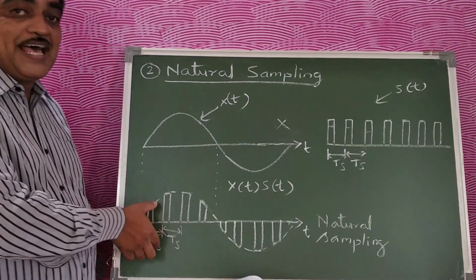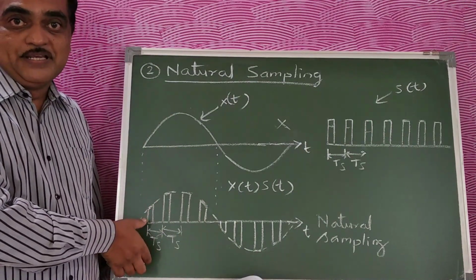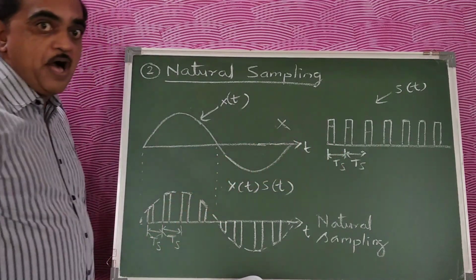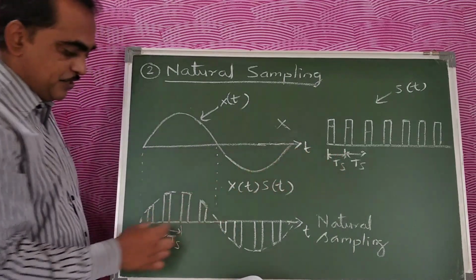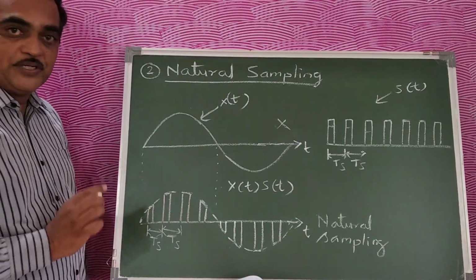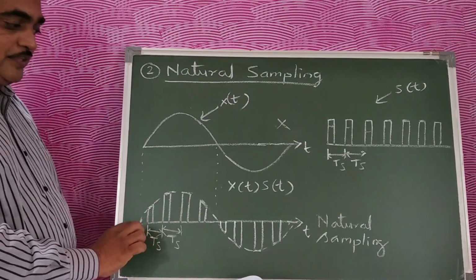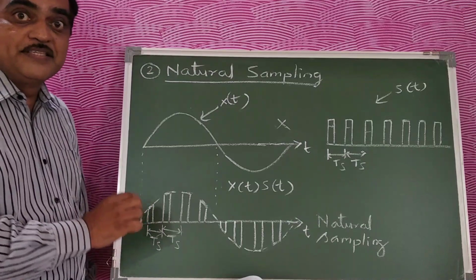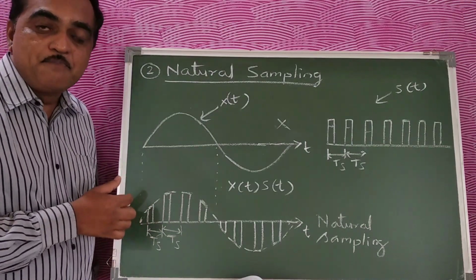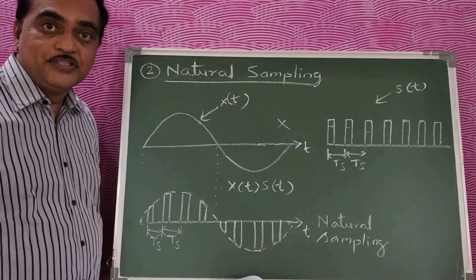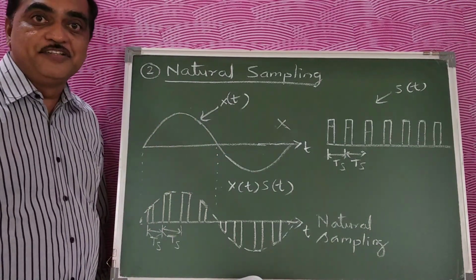So it is called natural sampling. And here the time period is maintained as the train of pulses at T. Even here you can see the time between two pulses is T only. So in this way the time period is maintained and the width of the pulses is maintained constant. Only the amplitude is going to vary according to the variation of the analog signal. So this is your natural sampling.